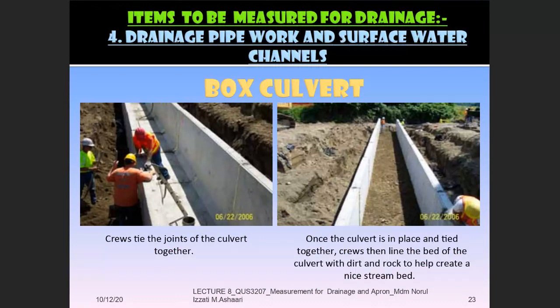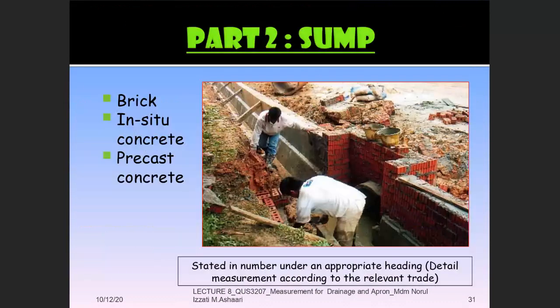Okay, basically for the sump, this red color, this is actually the sump. You can see at the very long run, in between we have the sump. Maybe here you can see the pipe, right? So here you have another underground drainage that is also interconnected with the sump. There are few examples available. Here we have brick sump, in situ concrete sump, and precast concrete. But what you can see here is the brick sump.